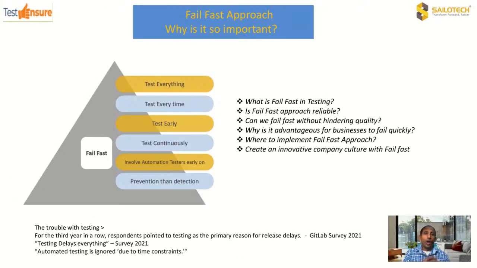Okay, so how can you follow this principle, the fail-fast approach, right? Basically, you have to test everything, test early, test continuously. Most importantly, to accomplish all this, you have to involve the team very, very early on. So prevention rather than detection, right?